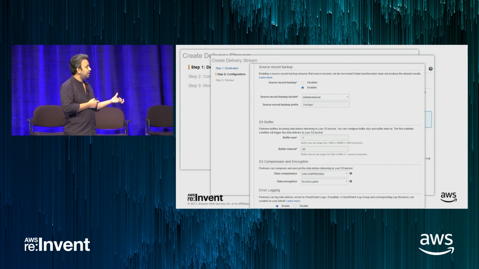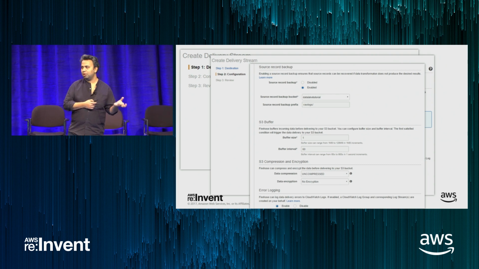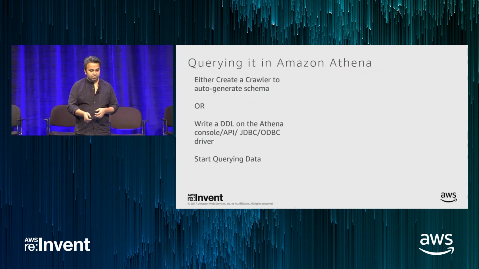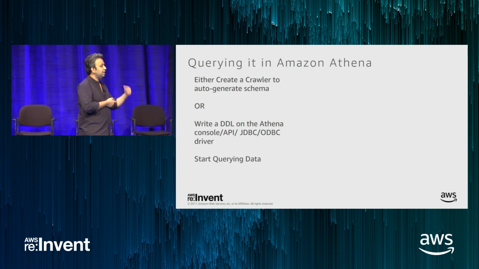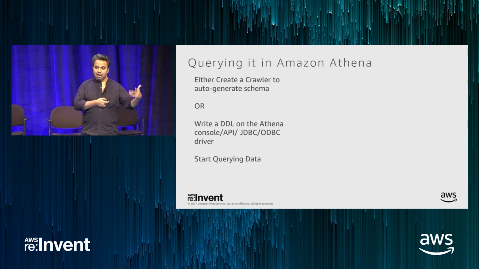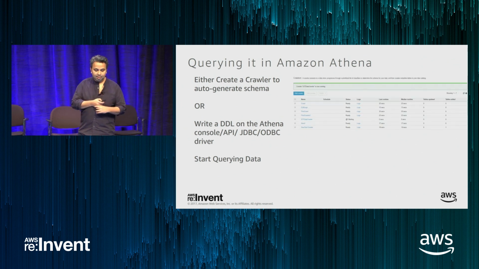You can also buffer this data for, I think, 128 megabytes, if not wrong, and then it gets pushed onto S3. So once you have pushed this into S3, you can either use a crawler that will automatically crawl the schema of this data, because this data is in raw JSON, and I can crawl JSON, I can figure out the schema, or you can also directly write a DDL statement, a create table statement that will create a table, and that's it.